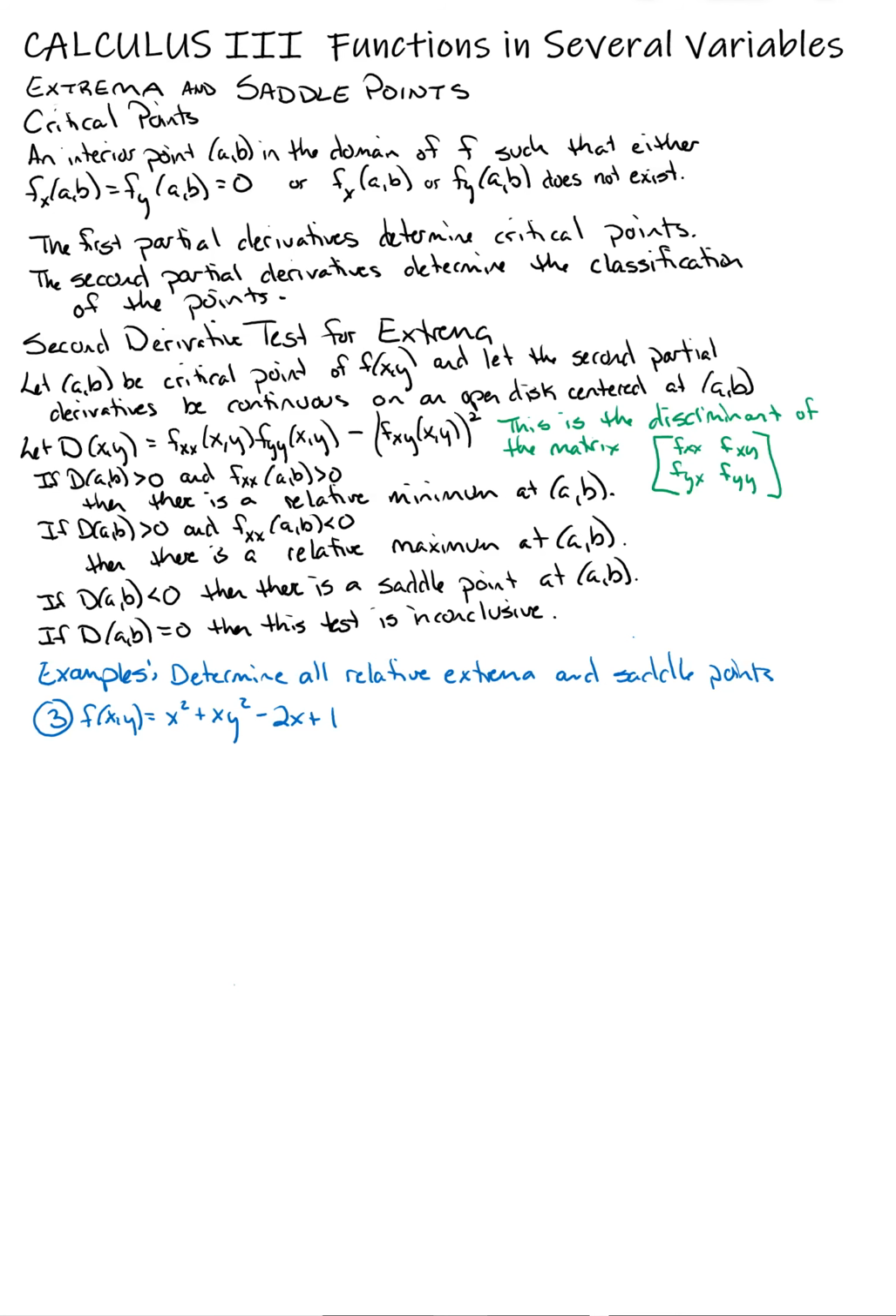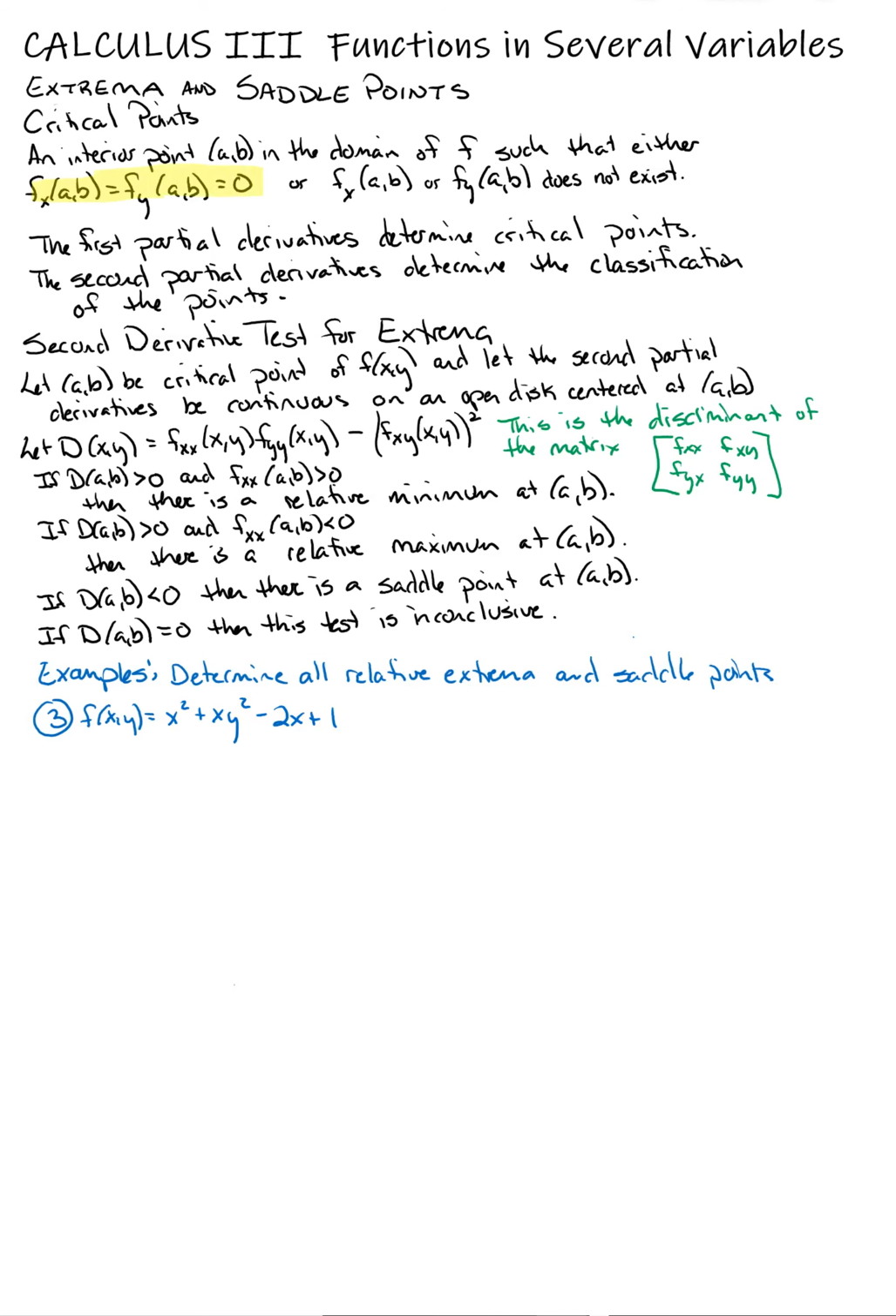I want to go over an example where we find extrema and saddle points for a function of several variables. So let's determine all the relative extrema and saddle points for f of x, y equal to x squared plus x y squared minus 2x plus 1. To begin with, we'll need to find the first partial derivatives.